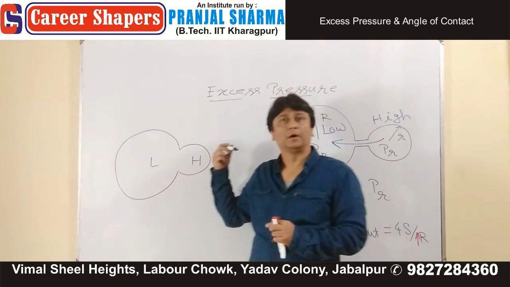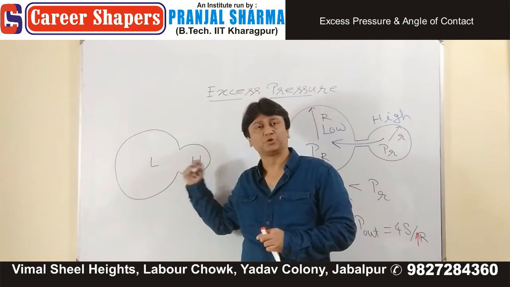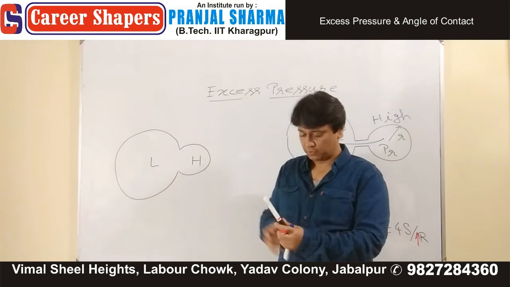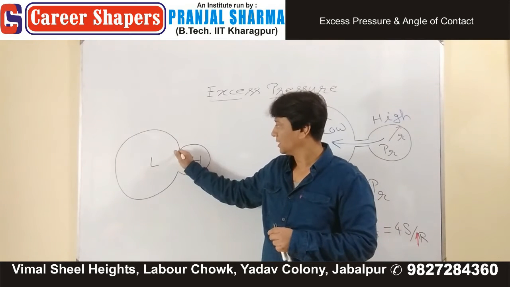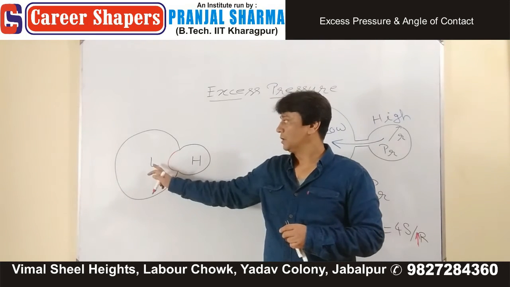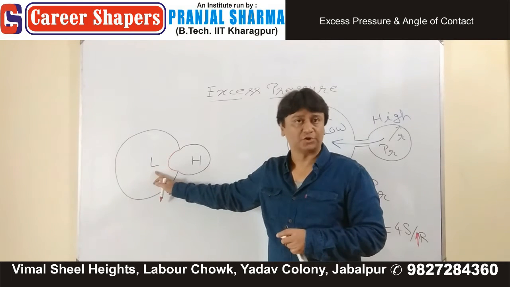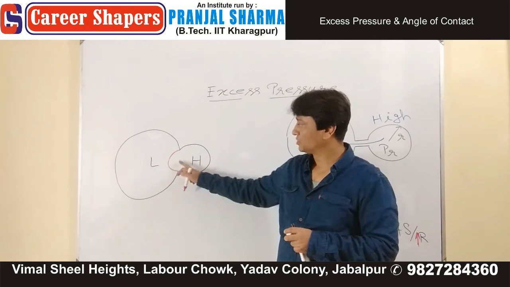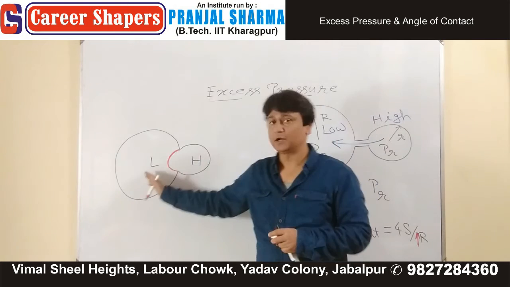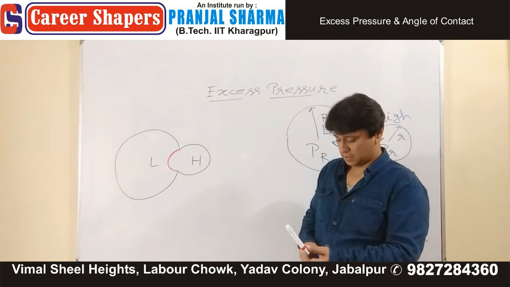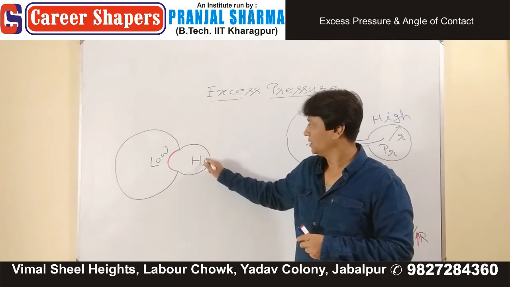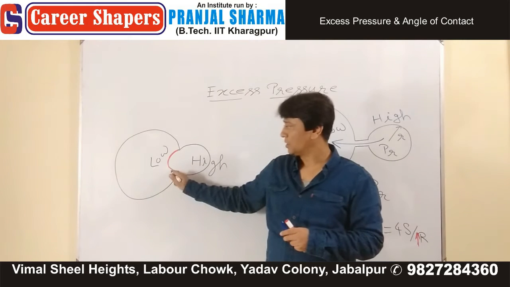So in which direction this thin sheet is going to bulge? This is high pressure zone, this is low pressure zone, and therefore the common surface will be inside the larger bubble. This L is for low pressure, and the common surface shown in red will be inside the larger one. L for low pressure, let me write low, high, and this is your common surface.